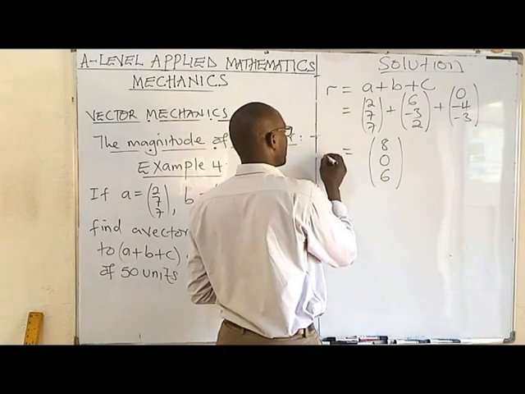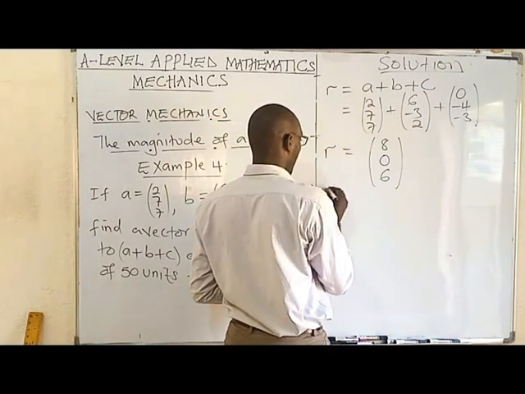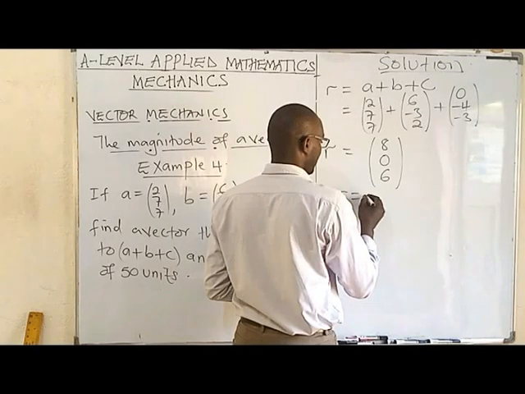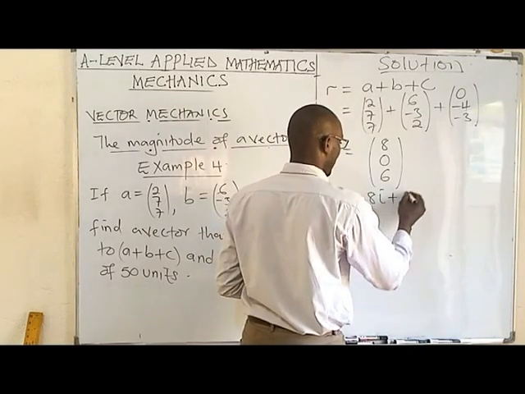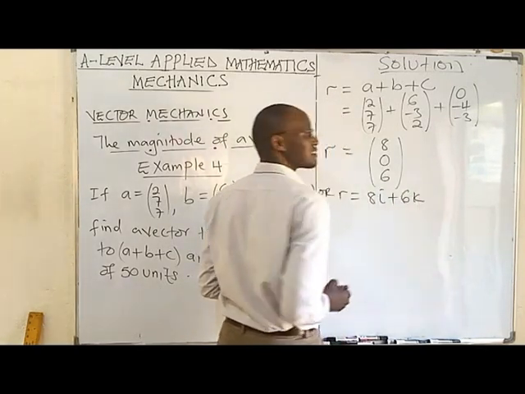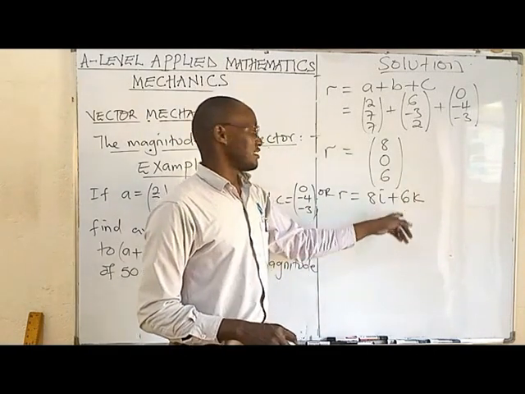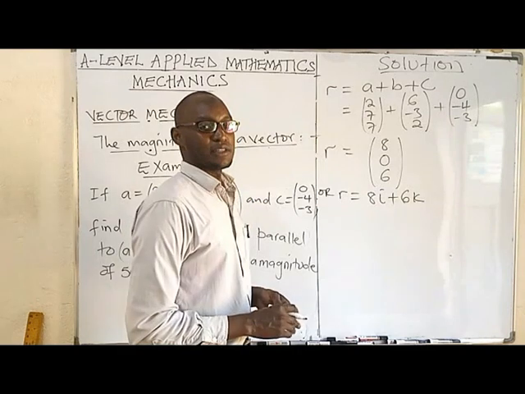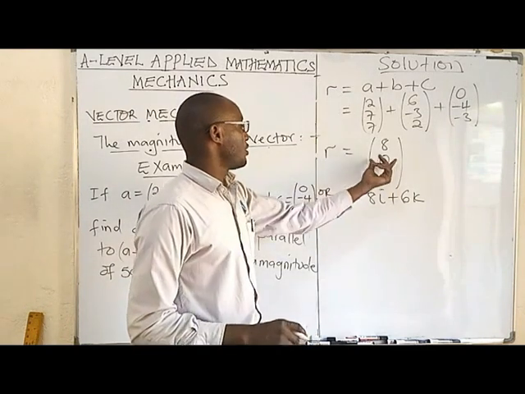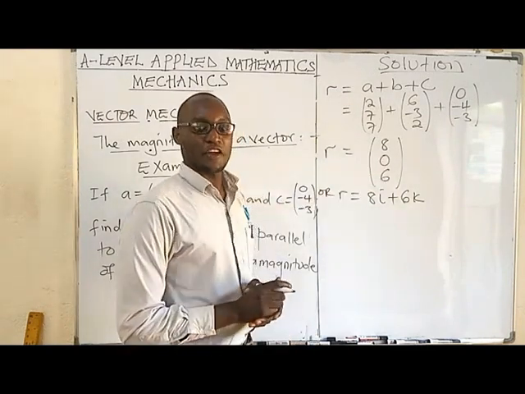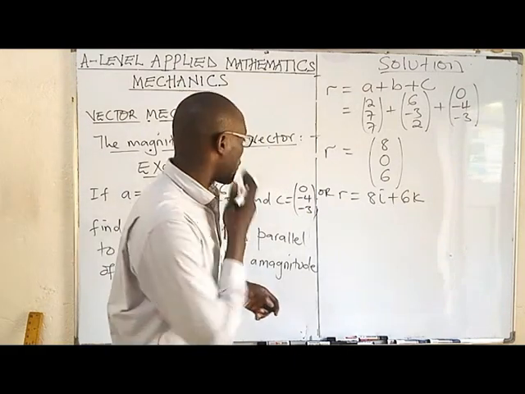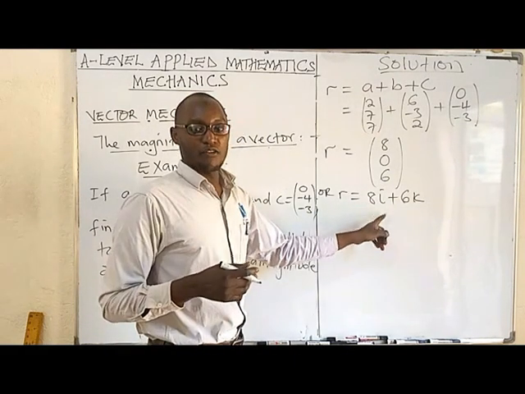So that is the resultant. Or we can say that R is equal to 8i plus 6k in that unit vector format. j has a 0 component. That's what it means. But if you're putting it in column form, you have to show us the 0. Very interesting.